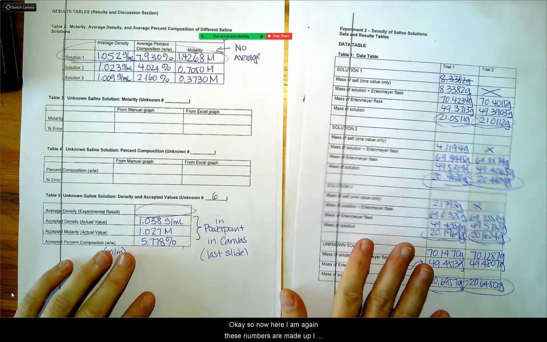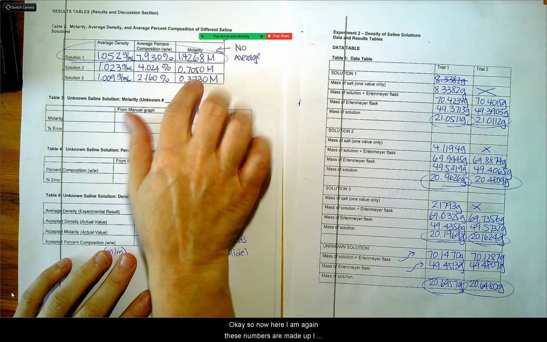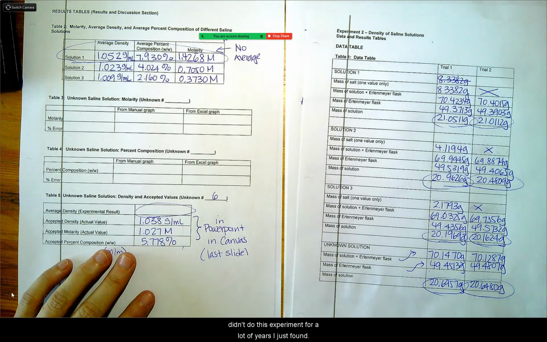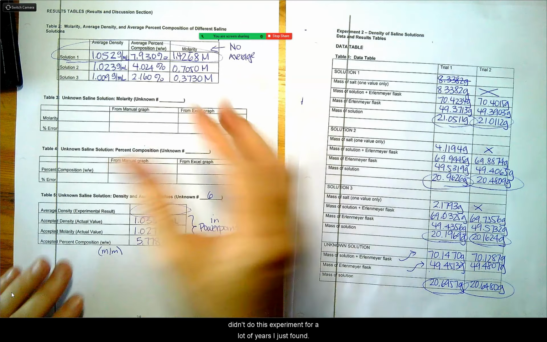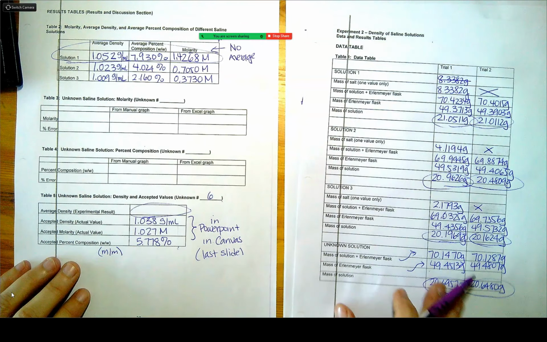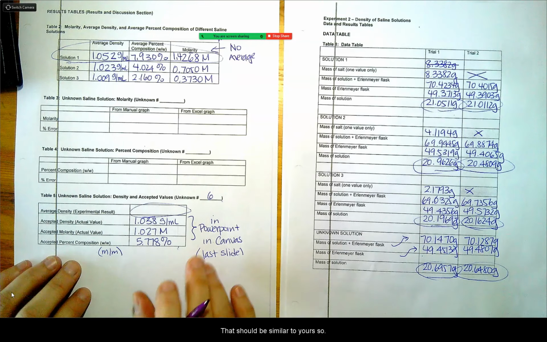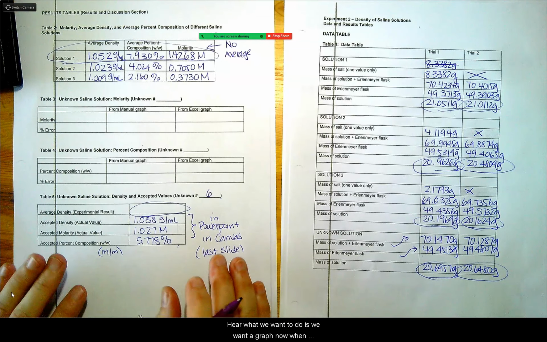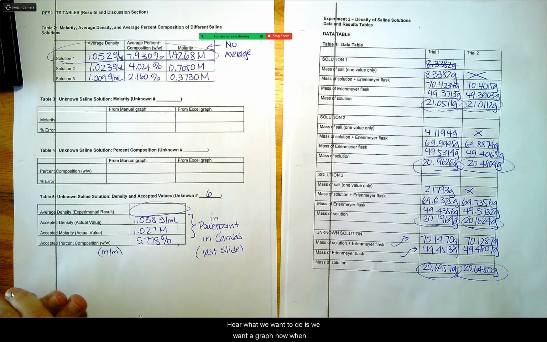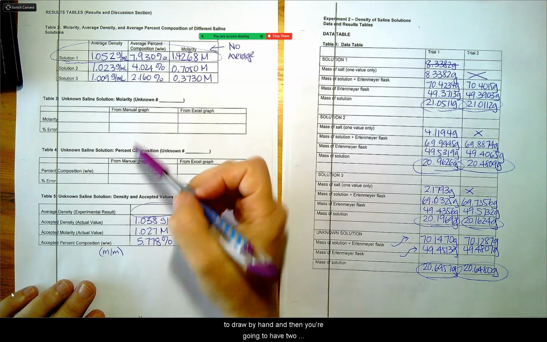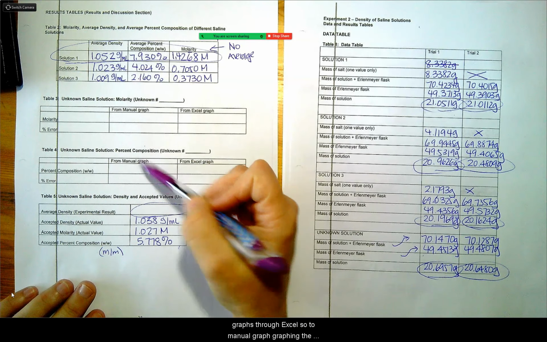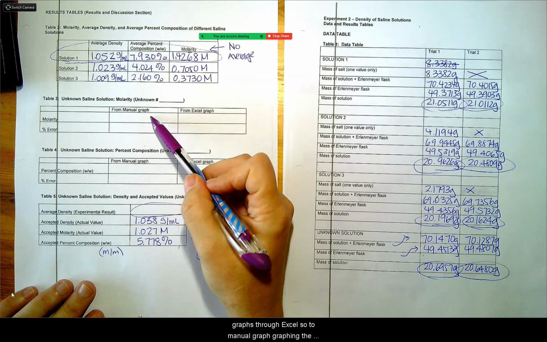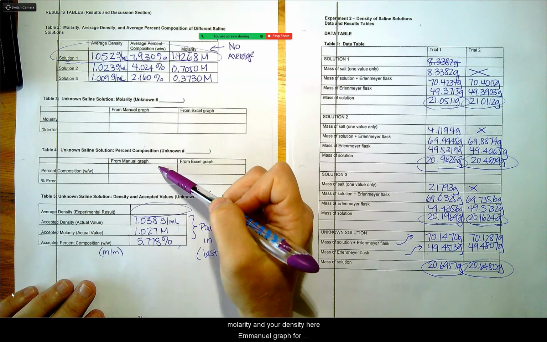Now, again, these numbers are made up. I didn't do this experiment for a lot of years. I just found points that should be similar to yours. So here, what we want to do is graph. When we graph, you're going to have two graphs that you're going to draw by hand, and then you're going to have two graphs through Excel. So two manual graphs, graphing the molarity and your density, and a manual graph for your percent composition and your density.